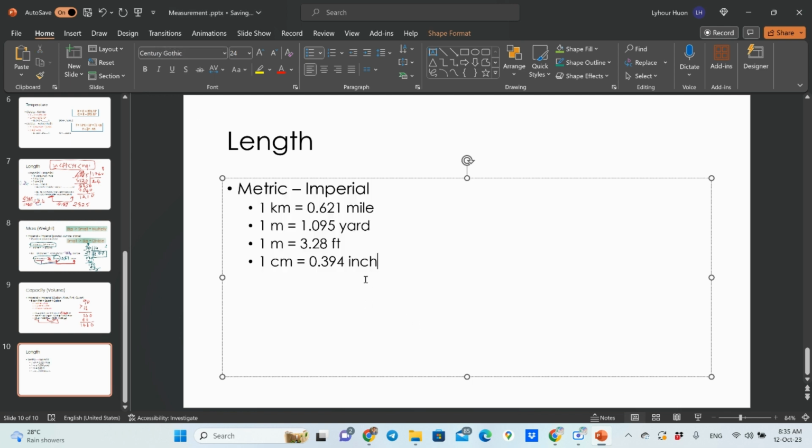So 1 kilometer is about 0.6 miles, or to be accurate, 0.621 miles. 1 meter is about 1.094 yards. 1 meter again equals 3 feet. Sometimes people just approximate, like 1 meter is 3 feet, estimating. 1 kilometer is 0.6 miles, but it's not accurate. The accurate is 1 kilometer is 0.621 miles.